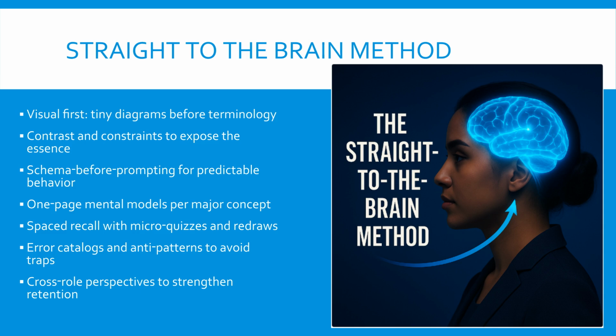We interleave micro-quizzes and short pause and sketch moments, because active retrieval strengthens neural paths more than passive watching. We include error catalogs, prompt smells, retrieval pitfalls, evaluation anti-patterns, because memorizing a small set of failure signatures helps you debug faster in the real world. And we present multiple role lenses: engineer, DevOps, QA, product, so your brain builds more connections to the same core idea. More connections equals stronger recall.